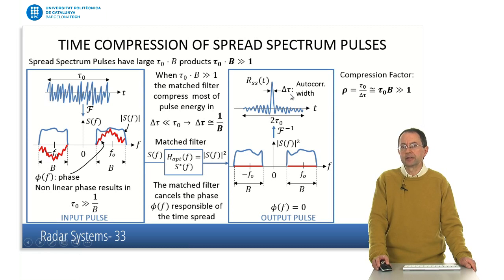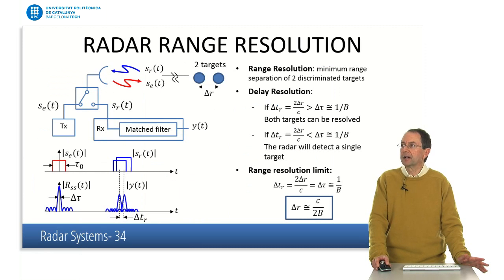If this parameter can be very small, then the range resolution or time resolution of the radar can be very large, and we can actually discriminate very close by targets. So the range resolution of the radar depends critically on this autocorrelation width parameter. This is what we see here in this slide.